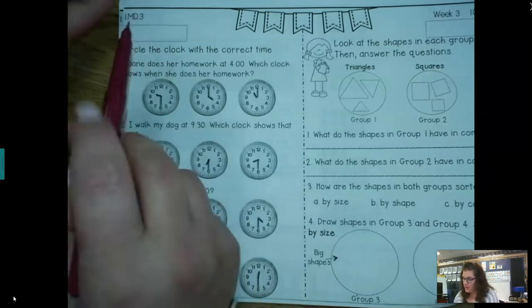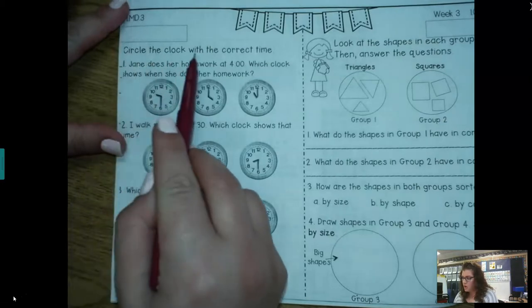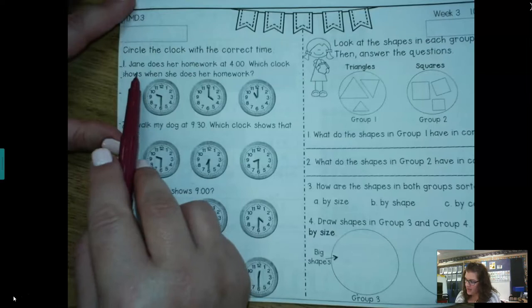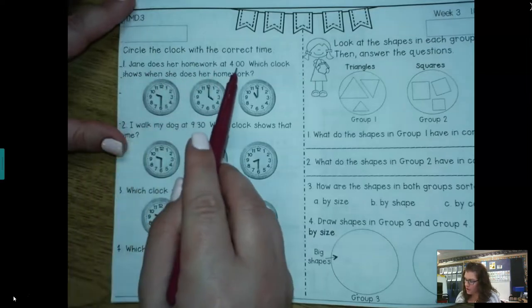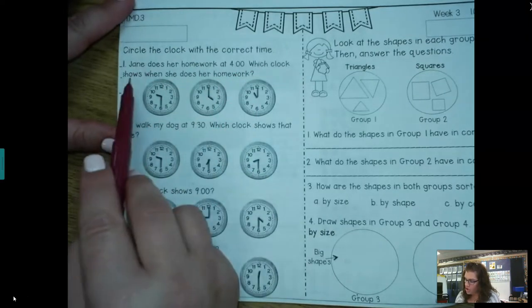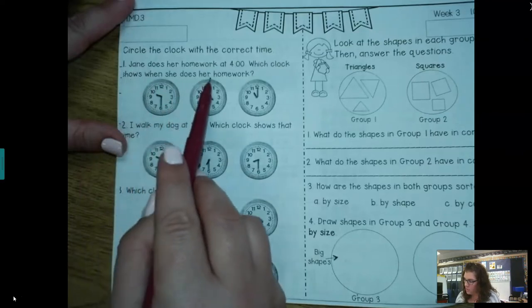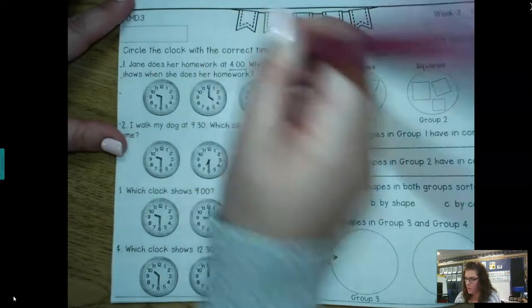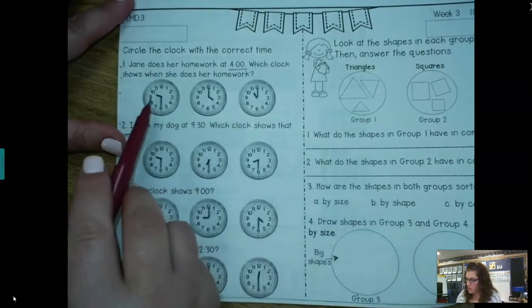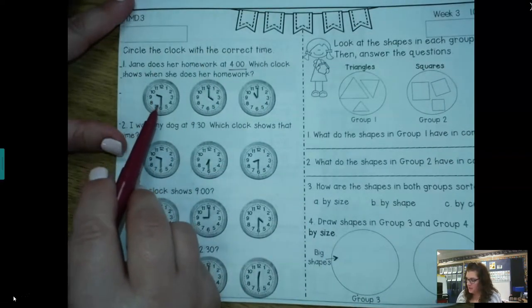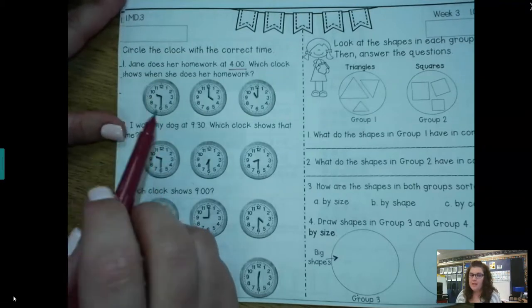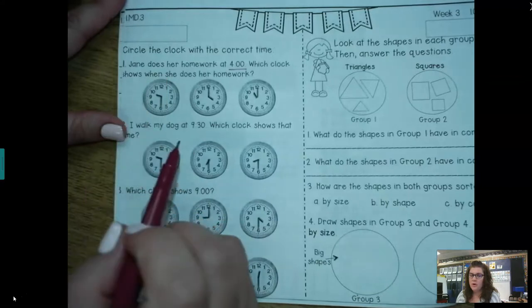Okay? But what we're going to do today is circle the clock with the correct time. Number 1, it says Jane does her homework at 4 o'clock. Which clock shows when she does her homework? So you're going to choose which clock shows 4 o'clock. Remember, the shorthand is the hour hand and the longhand is the minute hand. So go ahead and hit pause and decide which clock shows 4 o'clock.